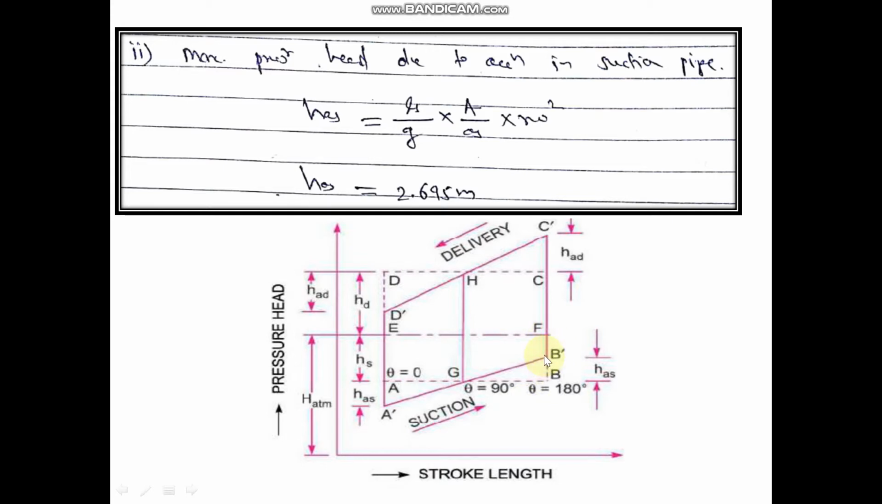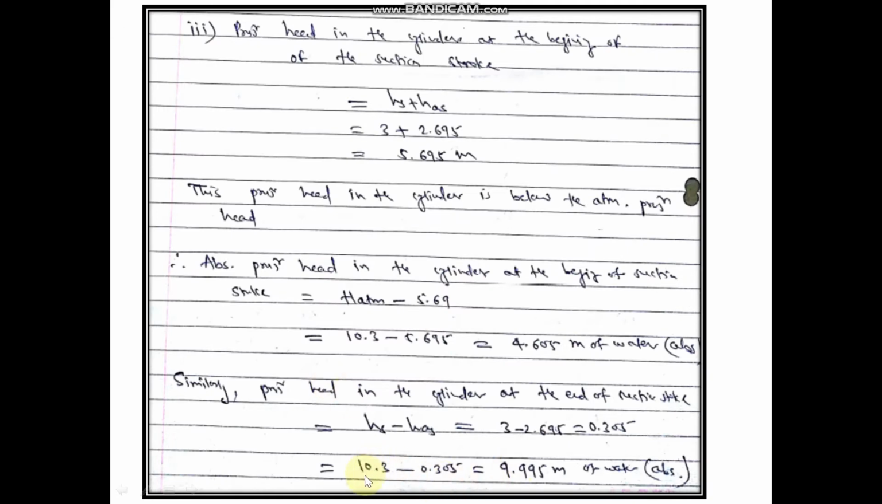So in order to find out it in absolute reference scale, we have to subtract this value from 10.3 meter of water. So 10.3 minus this value becomes equal to 9.995 meter of water, and that is the absolute pressure reference scale.